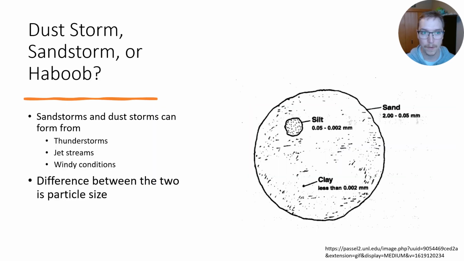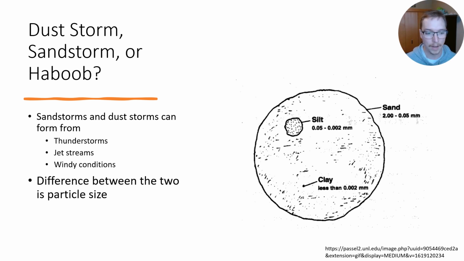Now, sandstorms or dust storms are a little bit different. They're caused by the same things for the most part: thunderstorms, the jet stream, or just a lot of wind blowing over an area. So, where a haboob is on the leading edge of a storm, so you have that microburst, a dust storm or a sandstorm just needs a lot of wind. The difference between a sandstorm and a dust storm just comes down to particle size, and the distance the storms have traveled.